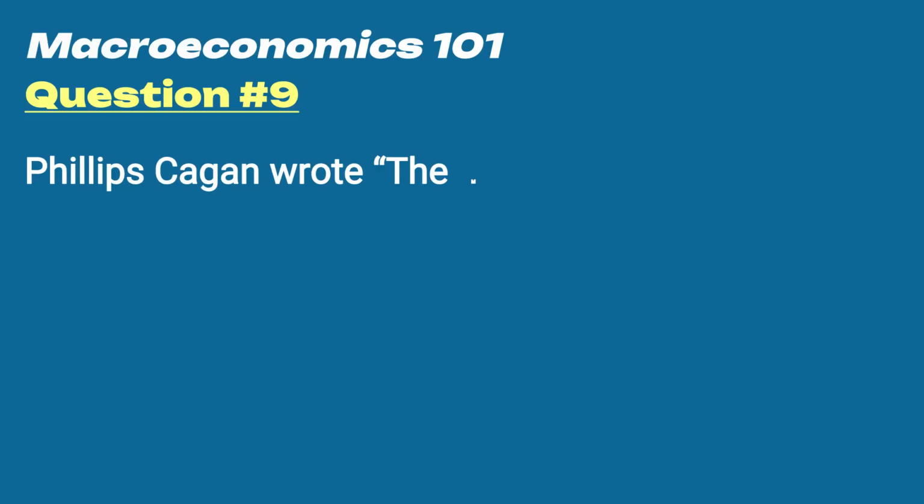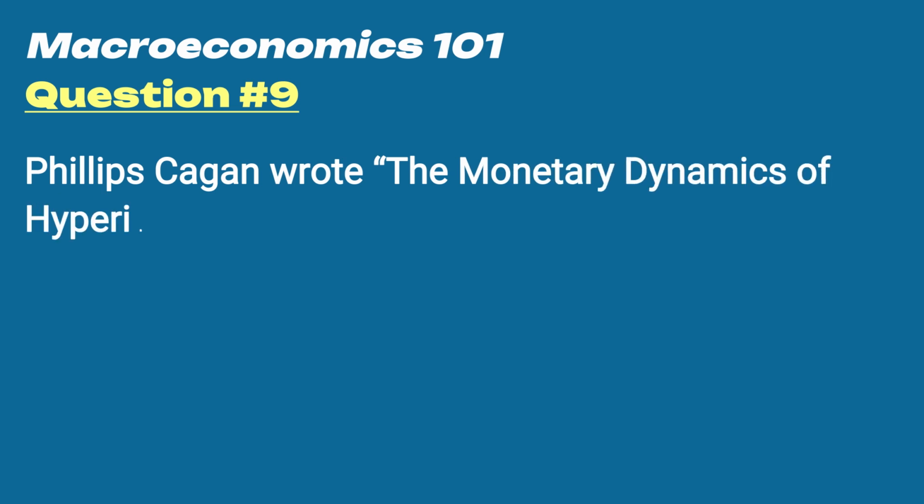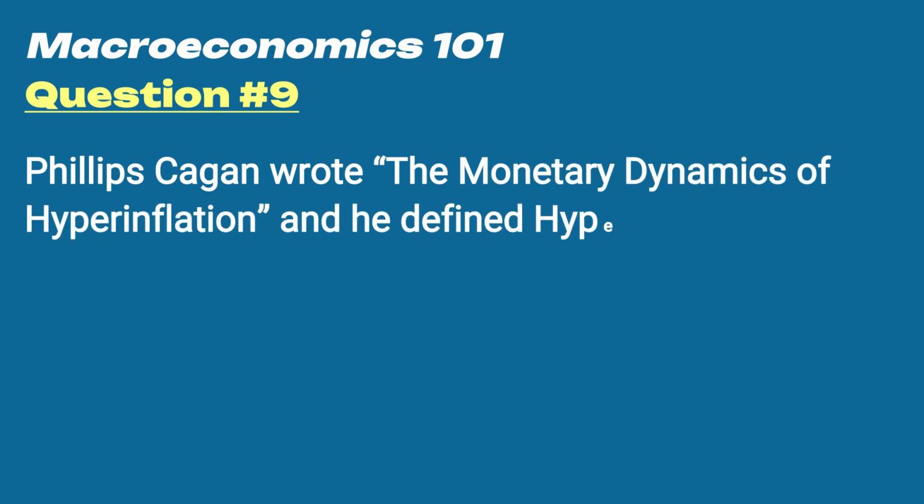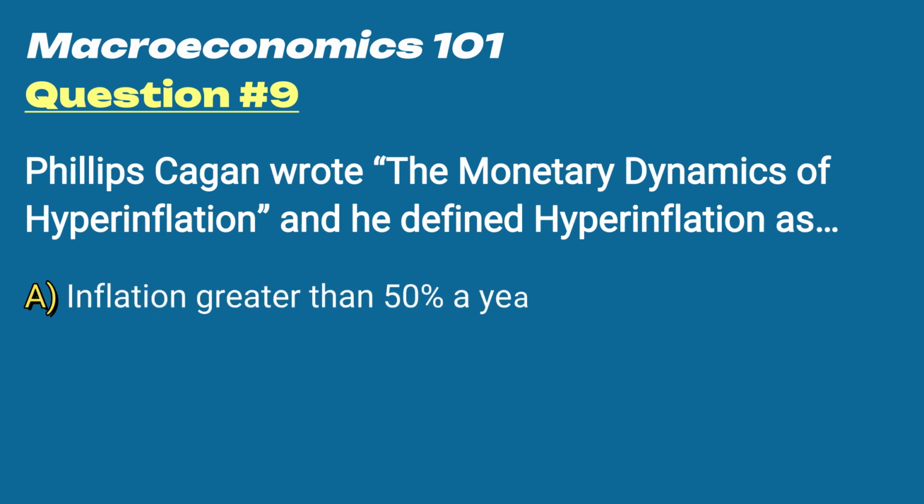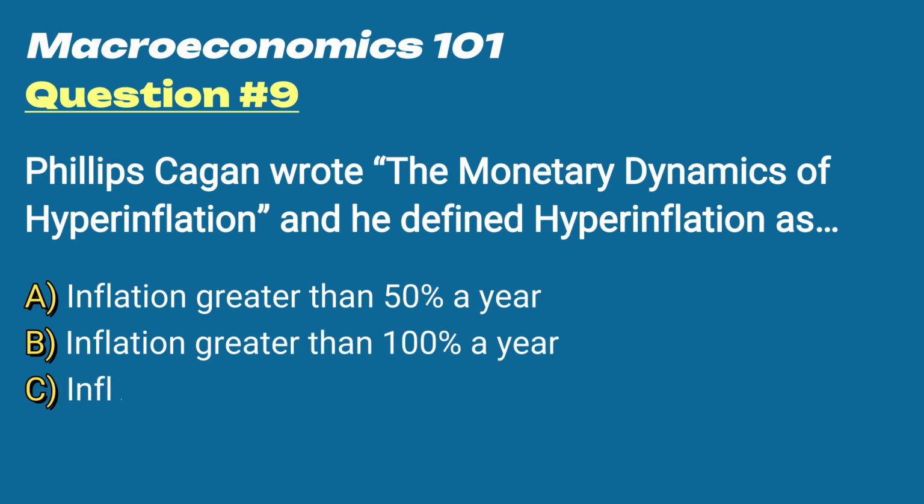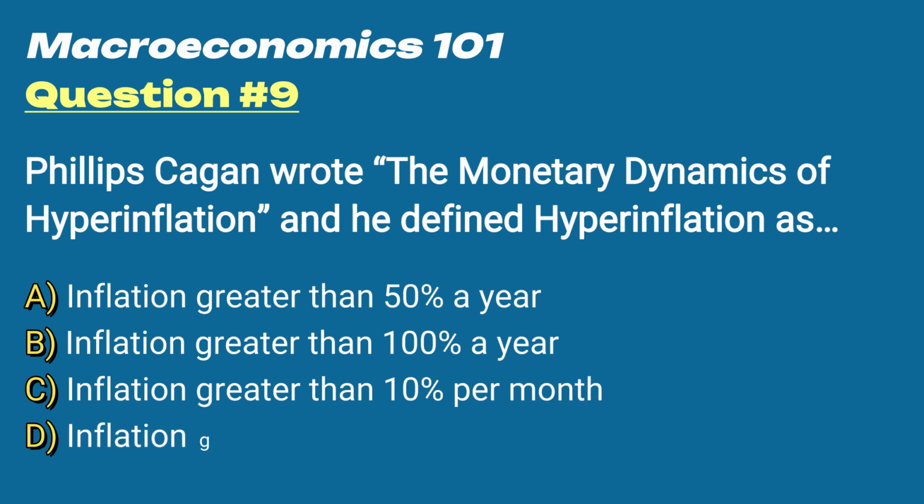Question 9. Phillip Cagan wrote The Monetary Dynamics of Hyperinflation, and he defined hyperinflation as A, greater than 50% a year, B, inflation greater than 100% a year, C, inflation greater than 10% per month, or D, inflation greater than 50% per month.